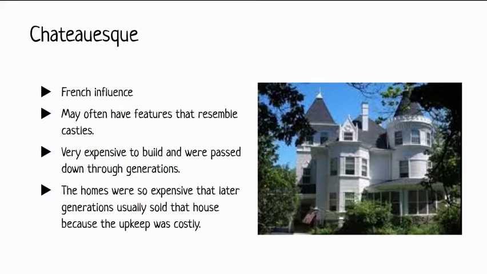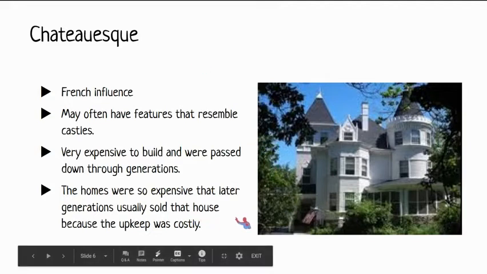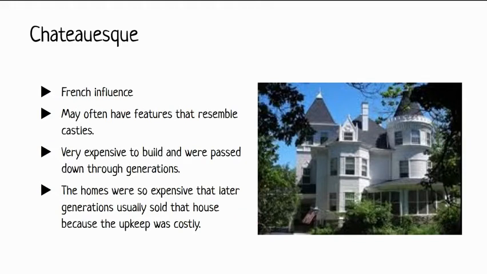They were very expensive to build, which means that they were generally passed down through generations. Once one family member or one generation built it, the idea is that you just kept willing it to the next generation so it can stay within the family. However, along with being expensive to build, they were very expensive to keep up. So expensive that a lot of people, after a while, couldn't afford the upkeep on them. So they usually sold the house just to make some of the money back and move into something a little bit more cost effective.